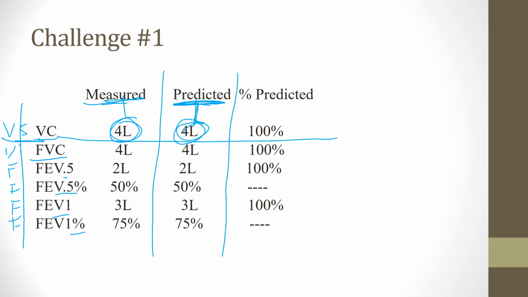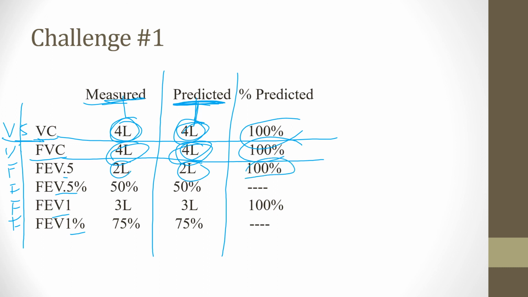And then we did a forced vital capacity. What was predicted for their height, age, gender was 4 liters, and we measured 4 liters. So they were at 100% of predicted for both of those. The FEV 0.5, this is the flow rate, was predicted at 2 liters. They got 2 liters, so they were 100% of predicted.